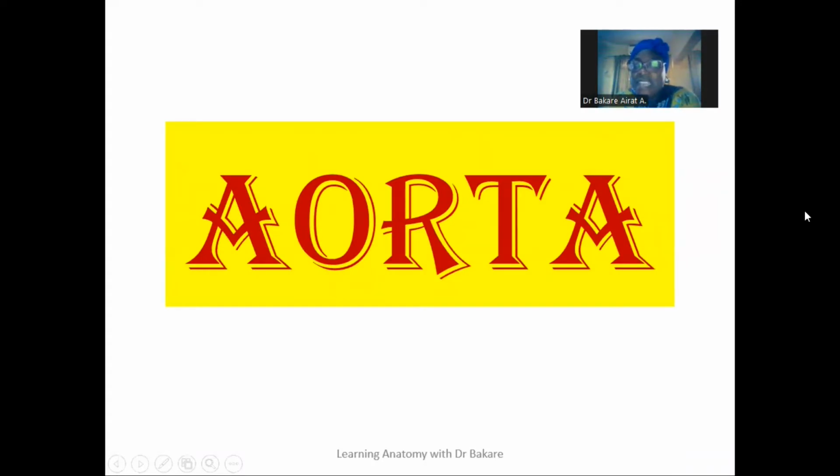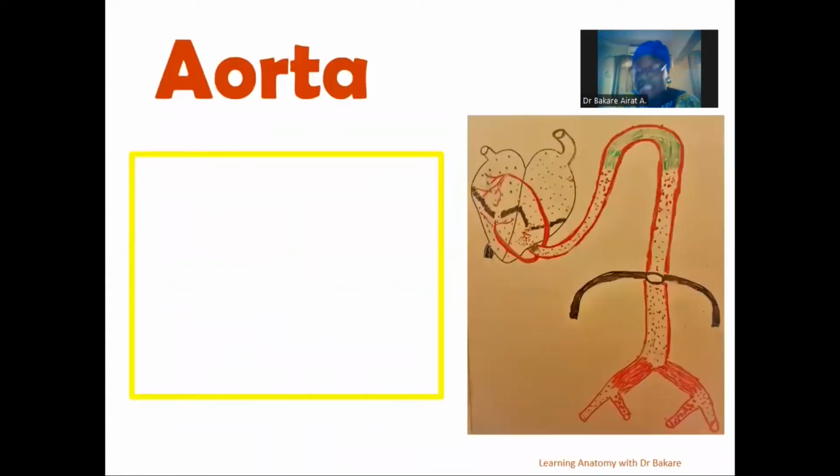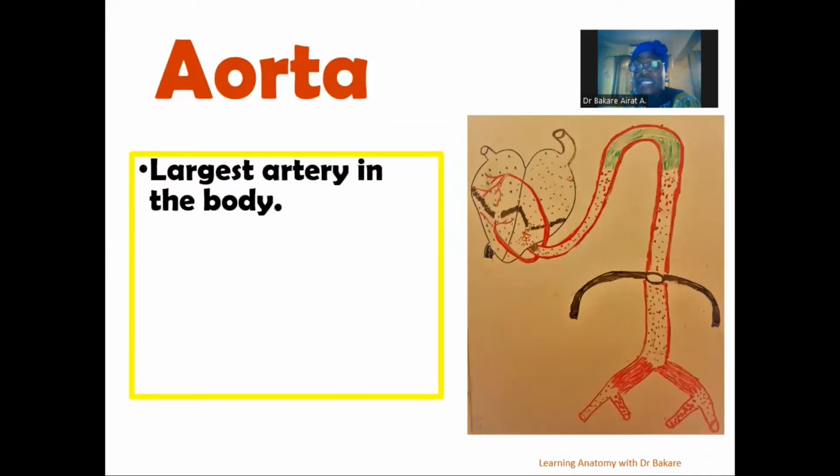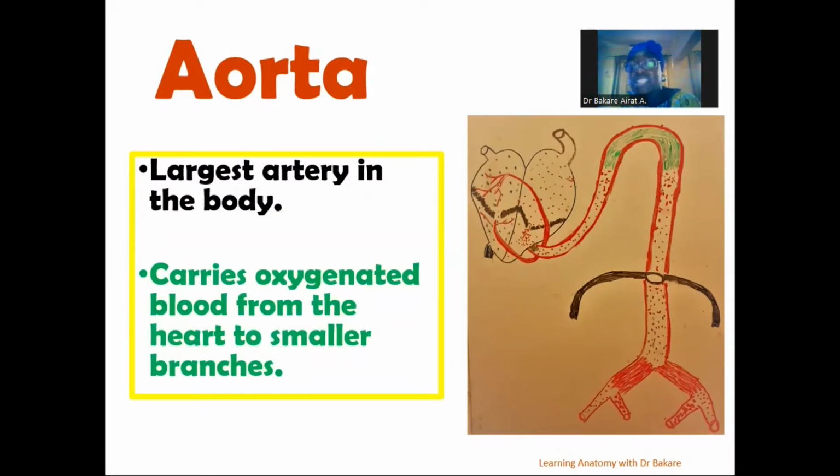Welcome. Let's look at the aorta. The aorta is the largest artery in the body. It is like the artery of all arteries. They supply oxygenated blood and nutrients to body cells.